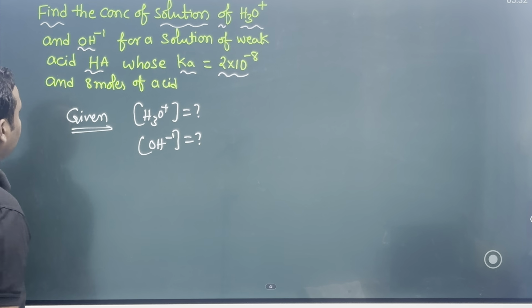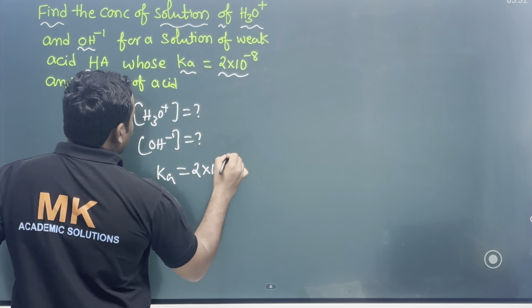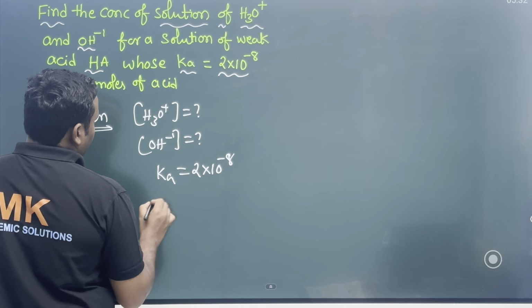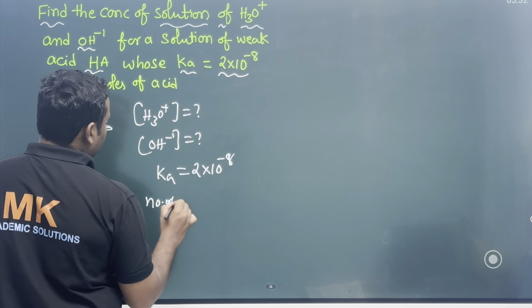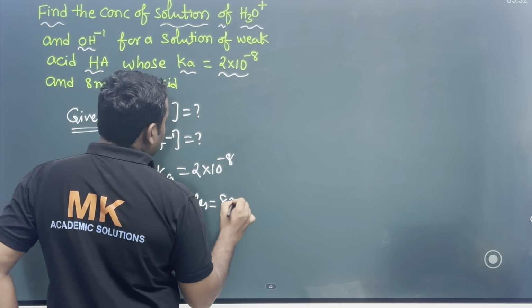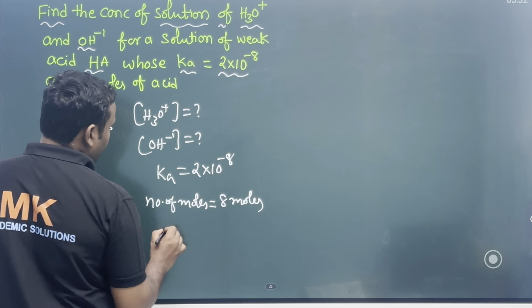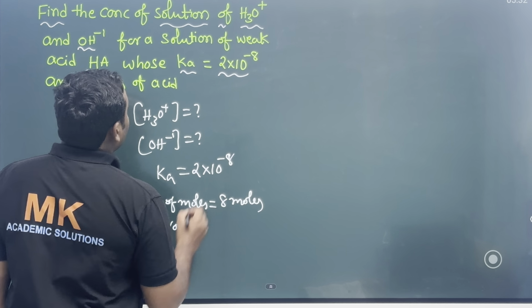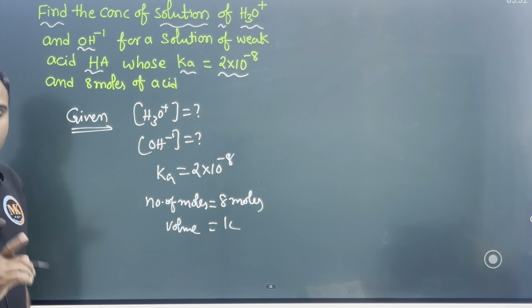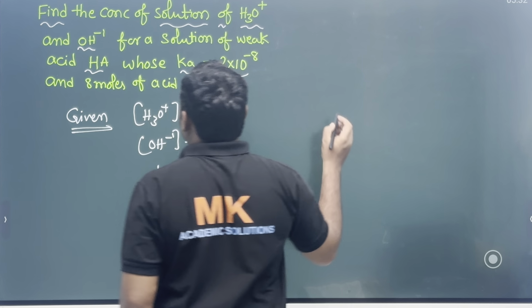Here Ka they have given, Ka is equal to 2 into 10 to the power of minus 8. They have given the number of moles, 8 moles. What is the volume they have given? Volume they have not given, which means you take 1 liter. If the value is not mentioned, you take 1 liter only.